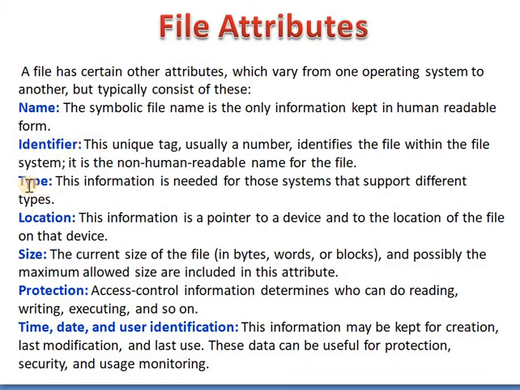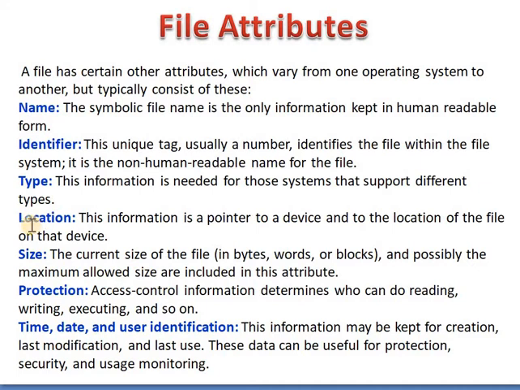The next attribute is the type attribute. This information is needed for those operating systems that support different types. We know there are different types of files present in an operating system, so that type information is needed for those operating systems which support multiple types. The file type defines the type of that particular file.